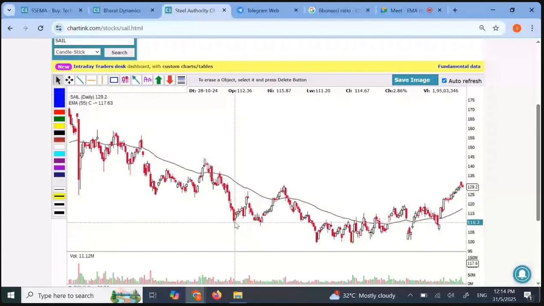So if it has made a small reversal of 3 to 5%, and if there is still a possibility of another 10 to 12%, let us catch those stocks, not like a small reversal opportunity.